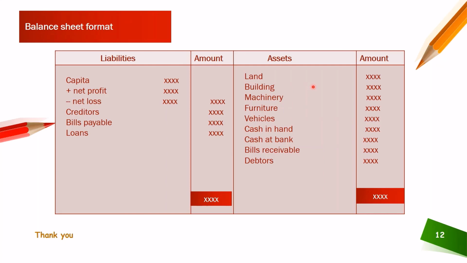Okay, so in this lecture I explained what a trading account is and what items come under the trading account, the profit and loss account, what the proforma is and what items come under the P&L account, and third, the balance sheet, its format and what items come under the balance sheet. In my next video I'm going to do one problem. Okay, thank you guys.